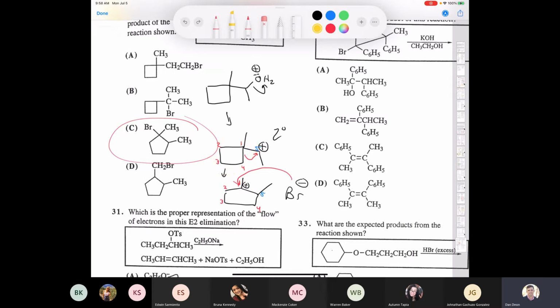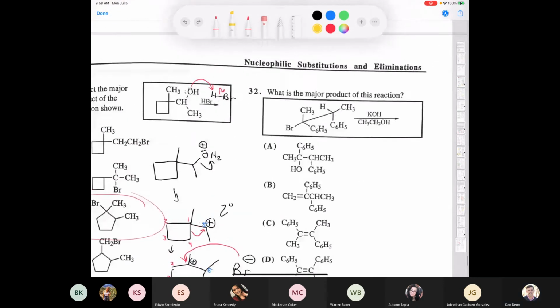It's a recurring theme that you would see if you were to take, say, advanced organic chemistry. Five-membered rings and six-membered rings are always preferred because they have much less strain, right? They don't have the same kind of ring strain as three-membered rings and four-membered rings do. Well, let's move on to question 31.